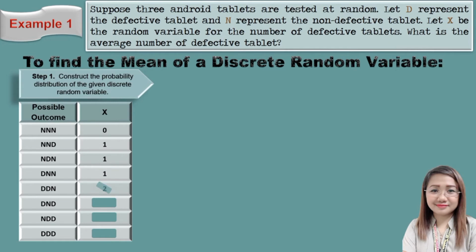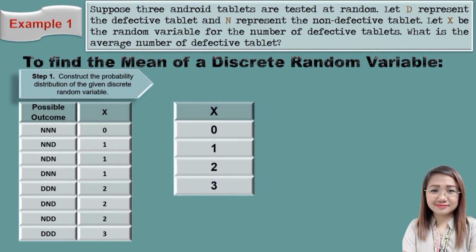D, D, N, we have 2. D, N, D, we have 2. N, D, D, we have 2. And D, D, D, we have 3 defective tablets. Therefore, the values of the random variable are 0, 1, 2, and 3.